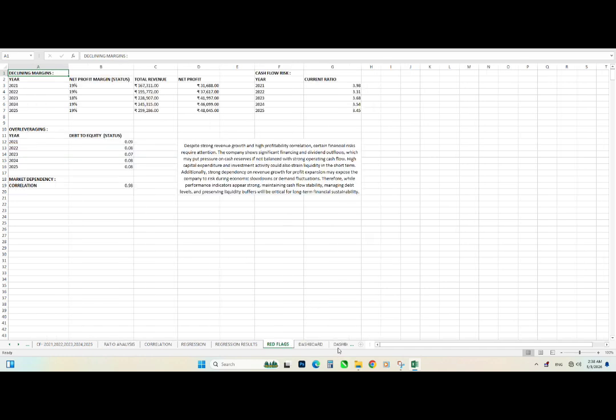Now moving to red flags. This sheet highlights the potential risk areas or red flags. Although the company is performing well, there are slight variations in some metrics over the years. This fluctuation needs to be monitored to avoid future financial issues.